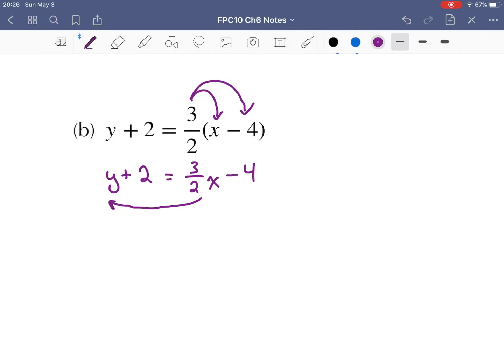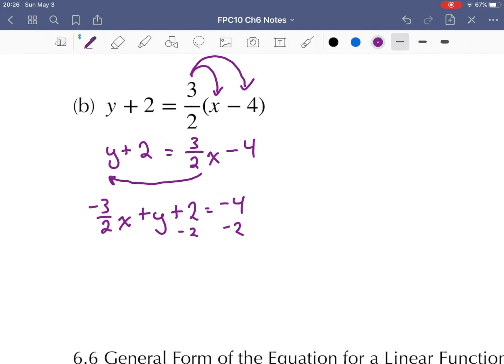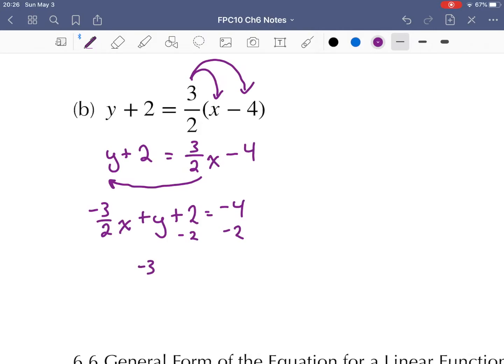Now, to be a standard form, we need to get our x's to one side. So we're going to bring our 3 halves x to this side. That's going to become negative 3 halves x plus y plus 2 is equal to minus 4. We're going to take away 2 from both sides to get it into standard form. Negative 3 over 2 x plus y is equal to negative 6.